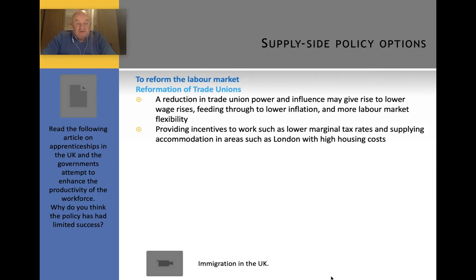Other things that you can do, you could provide incentives to work for, such as lower marginal tax rates, maybe supplying accommodation in high-cost areas such as London, where you might have key workers that can't afford the high housing costs. That's used in order to incentivise people to come and work in some of the more expensive areas in the UK.